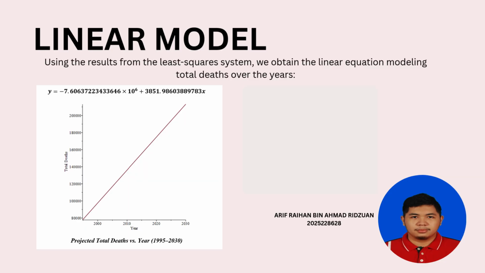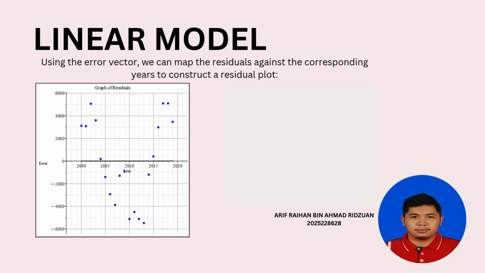After getting the constants, which is the y-intercept and the gradient, we can graph the equation, which will look like this. As we can see from the graph of the projected total deaths, the linear model is increasing as years go by. Next, using the error vector, we can map the residuals against the corresponding years to construct a residual plot. As we can see from the graph, the error value hovers around 6,000 and negative 6,000.